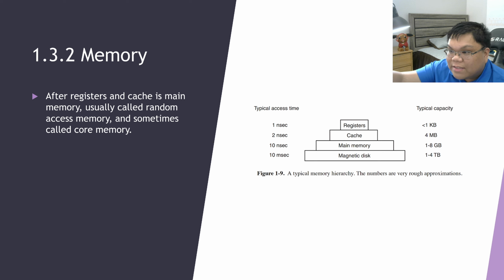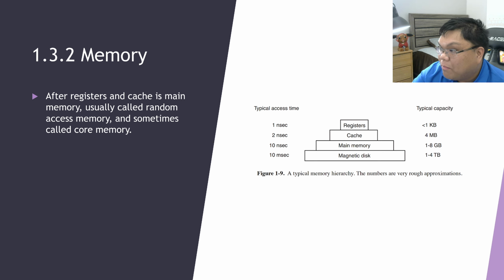So after registers and cache is main memory. This is usually called random access memory or just RAM. And for older computer scientists and older programmers, this may be called core memory. And this comes from how we would make memory from little magnets.